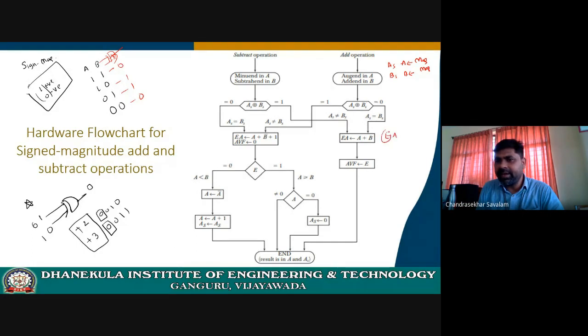EA, this is carry. If any carry is there, the carry is stored in temporary register E, a temporary single-bit register, and the accumulator contains the magnitude. After that, finally, the contents of E are moved to the add overflow flip-flop, AVF. That is permanent. That is the only thing we need to do: this carry is transferred to AVF, the add overflow flip-flop. Then the task is completed.